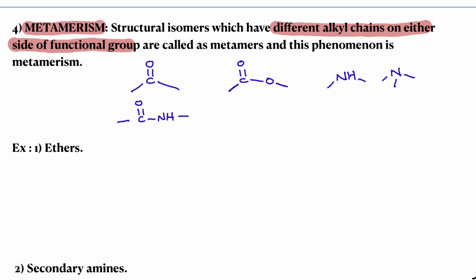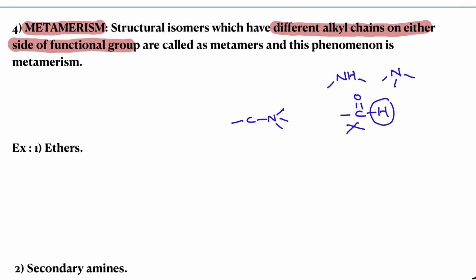Secondary amides can exhibit metamerism. Tertiary amides can exhibit. So these are some examples. But for example, if you take an aldehyde, it cannot exhibit metamerism because it is having hydrogen on one side. So the functional group should have two alkyl groups. On either side of the functional group there must be alkyl groups. So these are some examples. Now let us take them one by one.